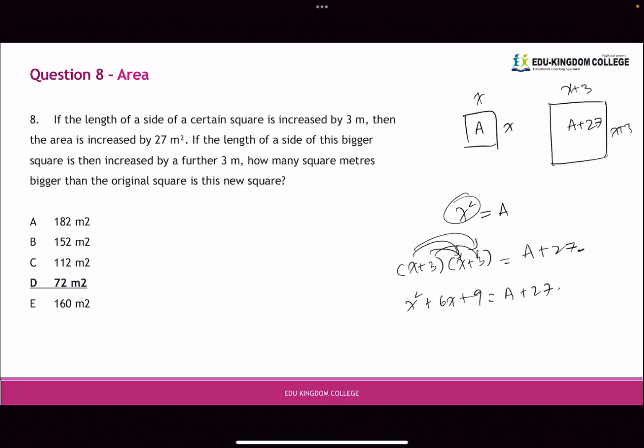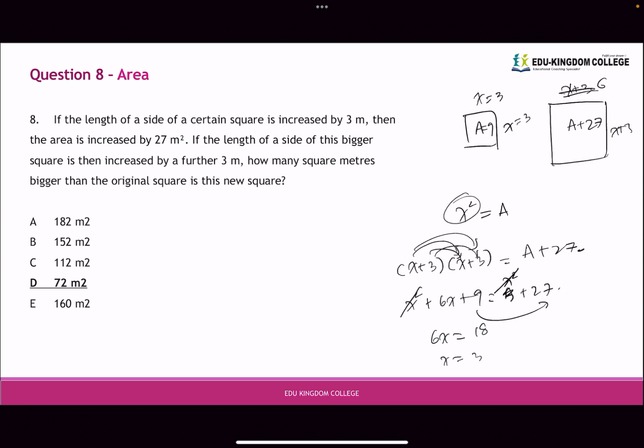Now, A is equal to x squared, so we can just replace A with x squared. So this x squared here and this x squared here cancel out. Move the 9 over. So 6x equals 18, x equals 3. So here, x equals 3, area equals 9.